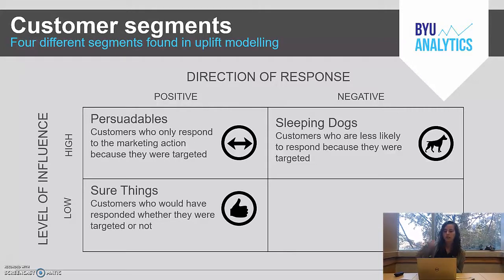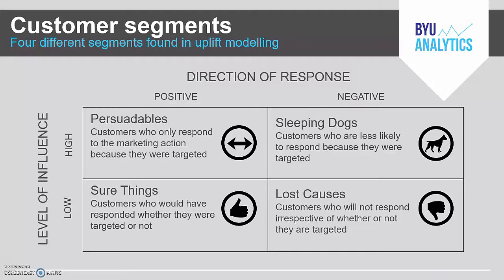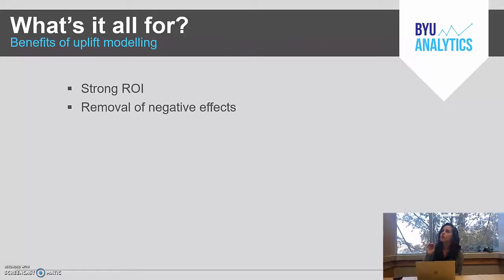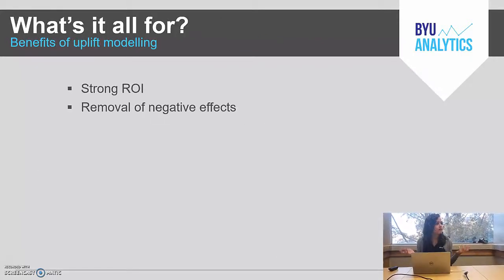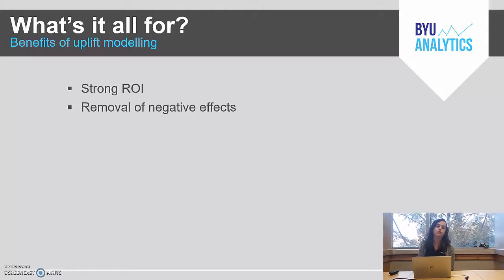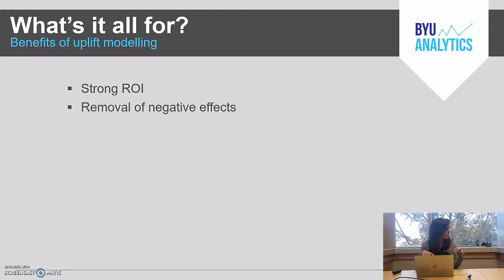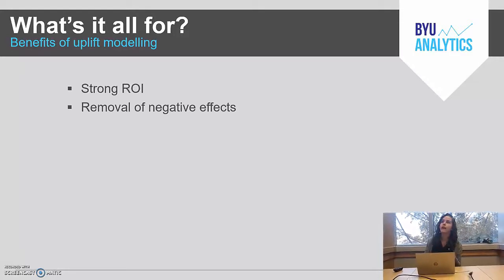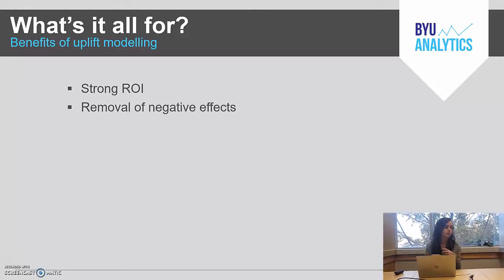And the low level of influence are sure things. These are people who are going to respond whether you target them or not. You don't really have an impact on them. And then in the other direction, lost causes, they won't respond whether or not you identify them or target them. So what's the point? Uplift modeling has a really strong return on investment. If you invest in it, you're able to really segment and able to use it in a targeted manner. And you can potentially remove negative effects if you segment correctly and are able to really target those consumers, the persuadables, where you can make a difference.